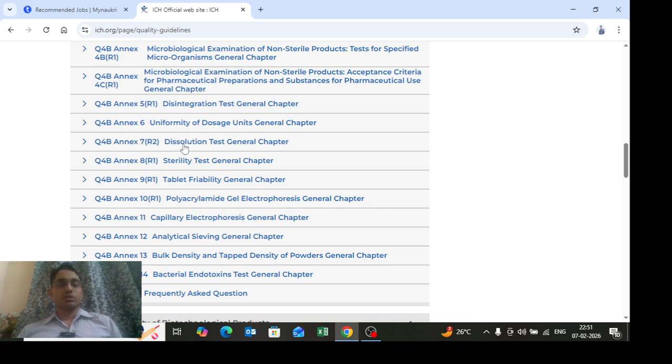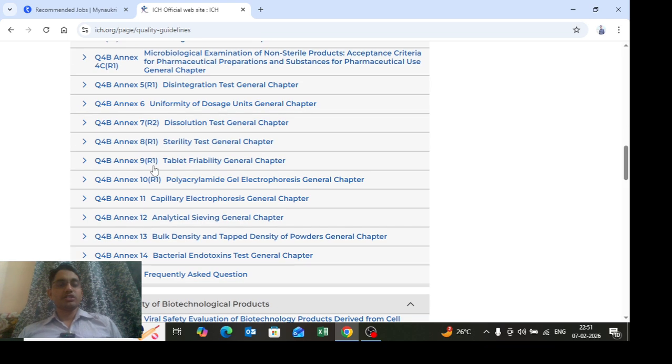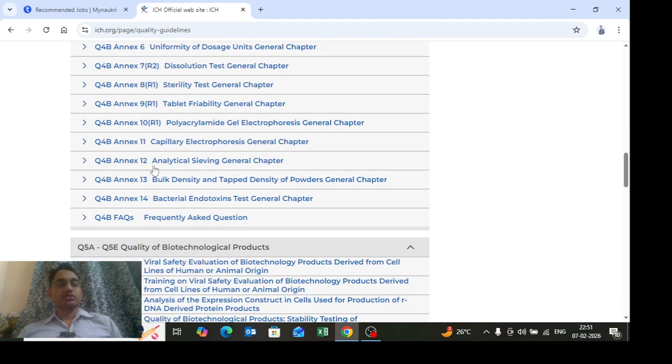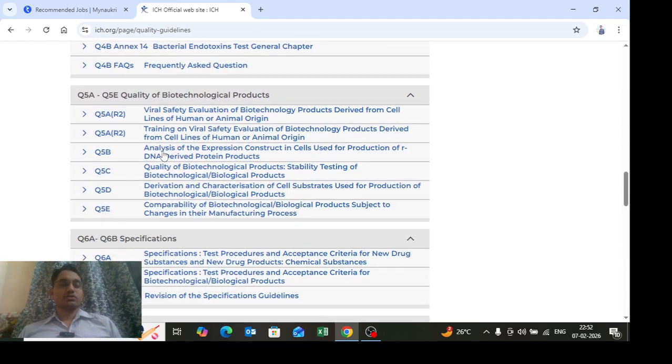Q4B Annex 7 R2, dissolution test general chapter. Q4B Annex 8 R1, sterility test general chapter. Q4B Annex 9 R1, tablet friability general chapter. Q4B Annex 10, polyacrylamide gel electrophoresis general chapter. Q4B Annex 11, capillary electrophoresis general chapter. Q4B Annex 12, analytical sieving general chapter. Q4B Annex 13, bulk density and tapped density of powders general chapter. Q4B Annex 14, bacterial endotoxins test general chapter. Then Q4B frequently asked questions.